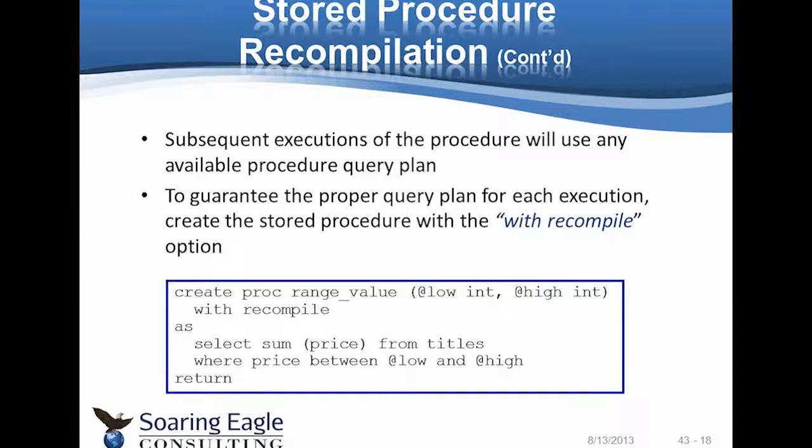Creating this proc with recompile guarantees that whether I'm going for a range of 1 to 20 or a range of 5,000 to 6,000, I'm going to get a different query plan, and as long as my stats are up to date, that query plan is likely to be the correct one.